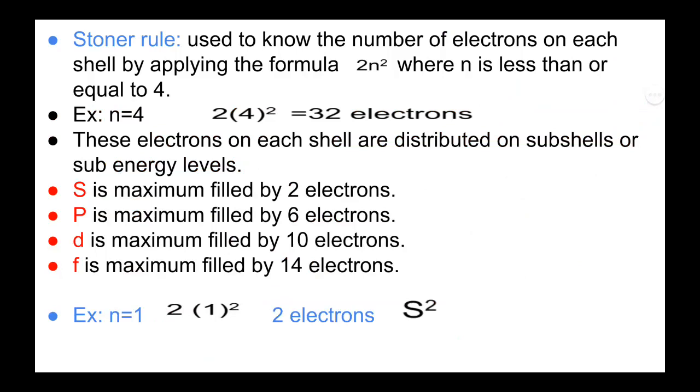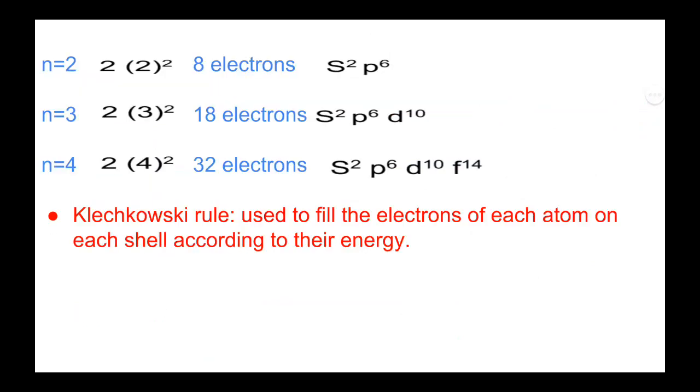Let's take an example. n equal 1, which is the first energy level. n belongs to the energy levels. We replace the n by 1: 2 into 1 squared, by applying the Stoner rule formula. 1 squared is 1, 1 times 2, 2 electrons. So it is s2, since s can be filled by maximum 2 electrons.